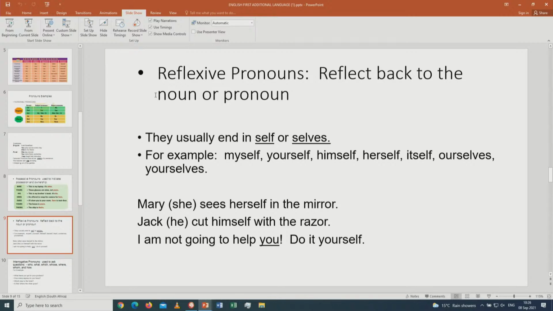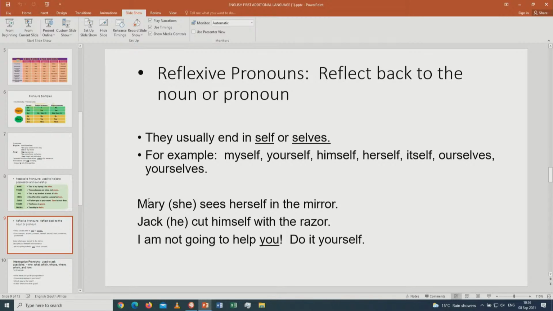Reflexive pronouns. The reflexive pronouns are used to reflect back to the noun or pronoun. They reflect back. They usually end in self, in a singular form, or selves, in a plural form. For example, we've got these words known as reflexive pronouns: myself, yourself, himself, herself, itself, ourselves, or yourselves.